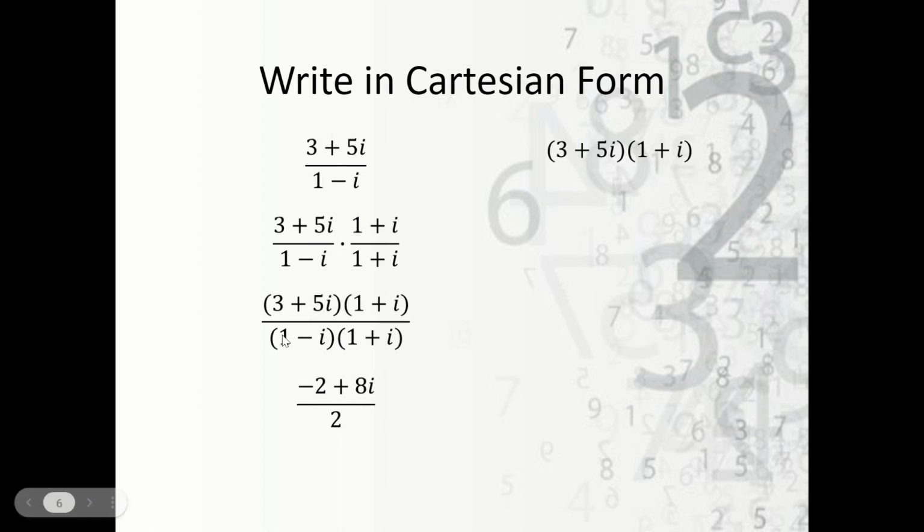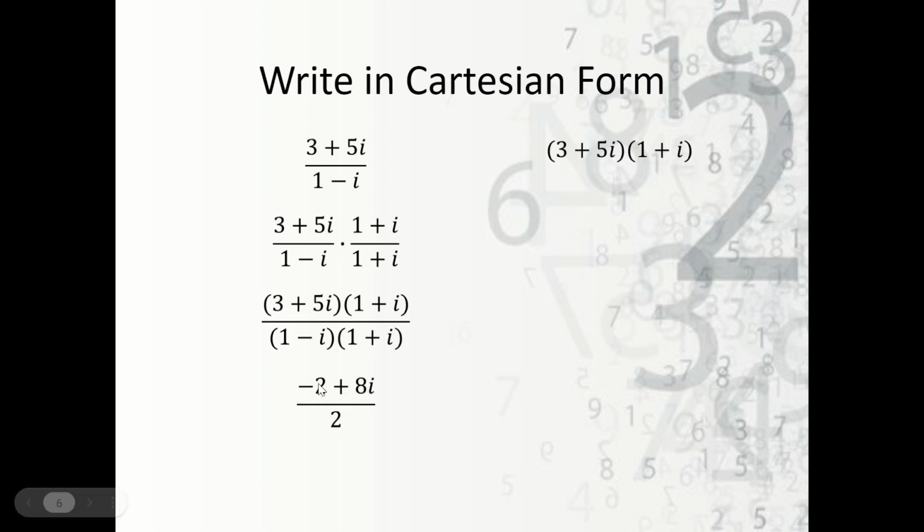Then we do the denominator. Now notice this is really a difference of squares. So when we multiply this out, this is really 1 squared, which is 1, and i squared, which is -1, so it's 1 minus -1, which is 2. So we end up with (-2 plus 8i) over 2.